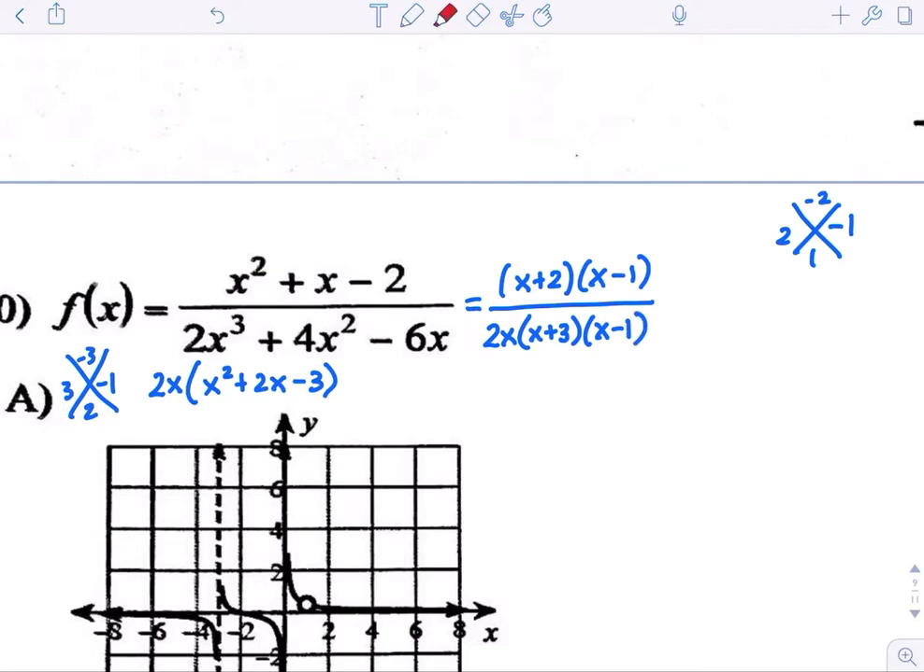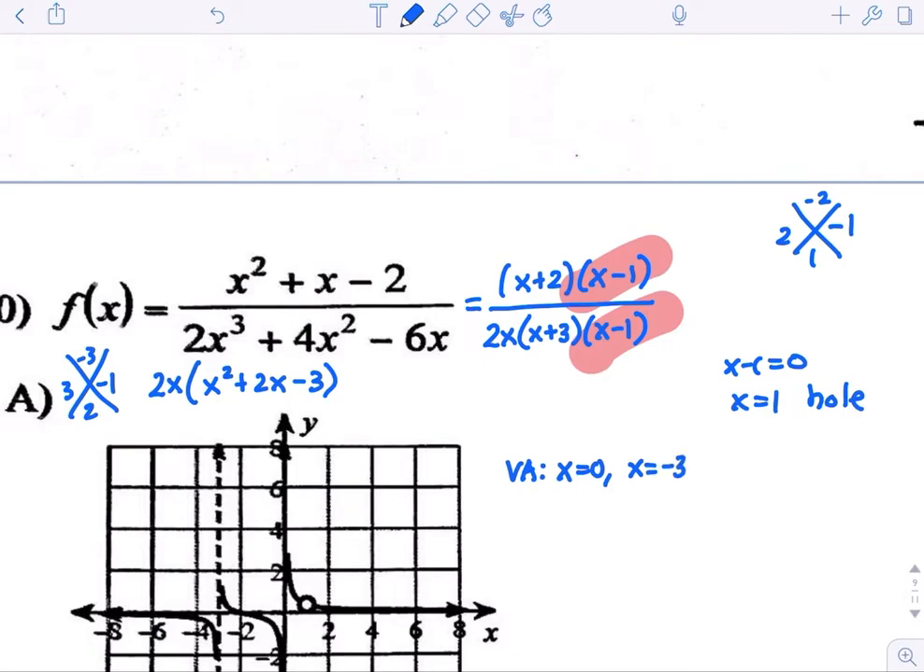Now, I noticed we could cancel those, so that means x minus 1 equals 0, x is equal to 1. That means we're going to get a hole there, okay? What you cancel is where you get a hole. Now, if you set the denominator equal to 0, this one, that 2x, would give you x is equal to 0, and this one would give you negative 3. Horizontal asymptote, we will look at the original.